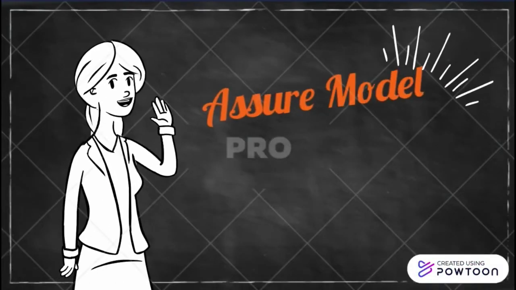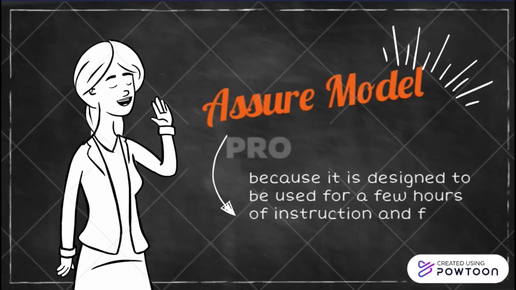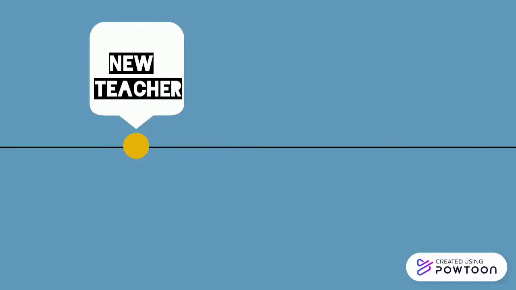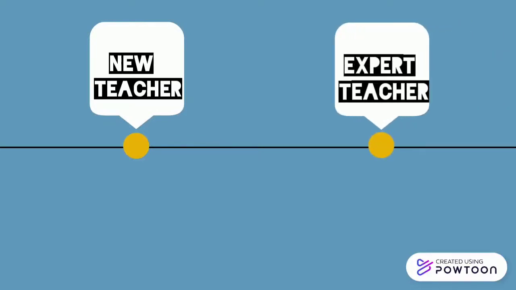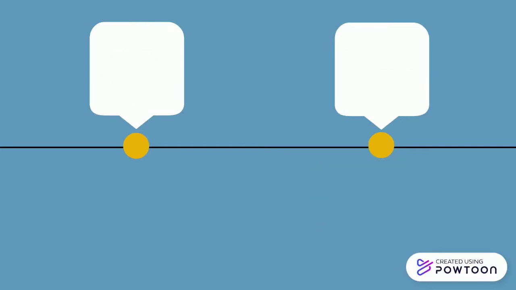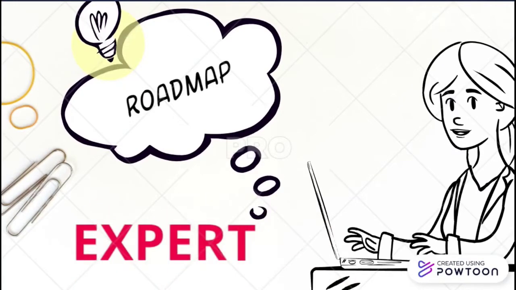Teachers prefer the Assure model because it is designed to be used for a few hours of instruction and for each individual student. This model does not require high complexities of delivered media, deep ID knowledge, or high revisions of designs. The main difference between an inexperienced teacher, or what we call the new teachers, and an expert teacher is that an expert teacher can easily decide on the content, appropriate teaching strategies, and delivery medium that they will use in their teaching process. So the Assure model gives new teachers a general roadmap to follow to help them think more like expert teachers.